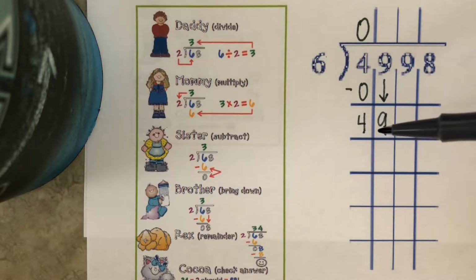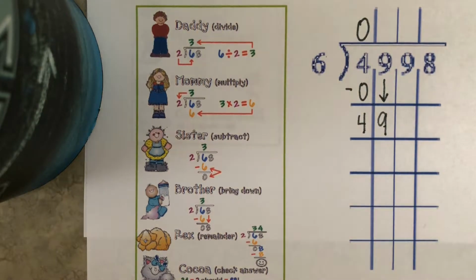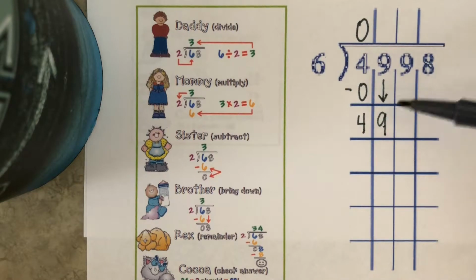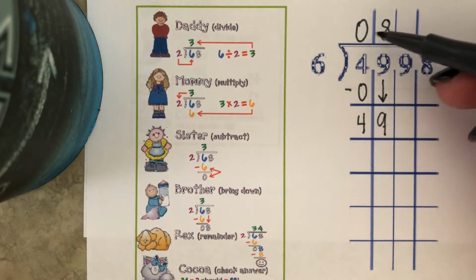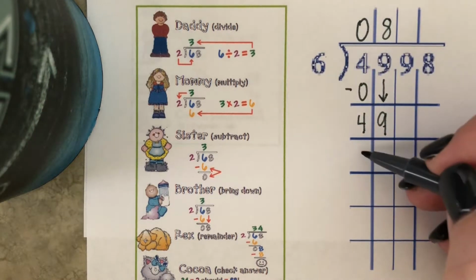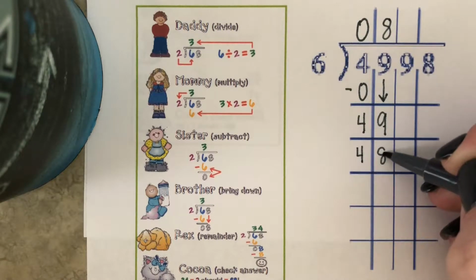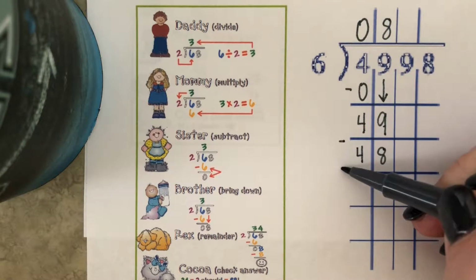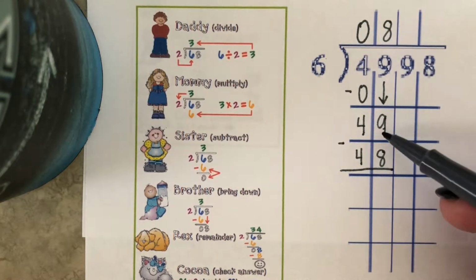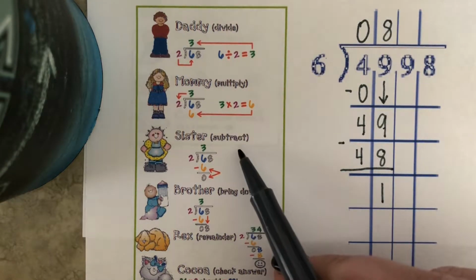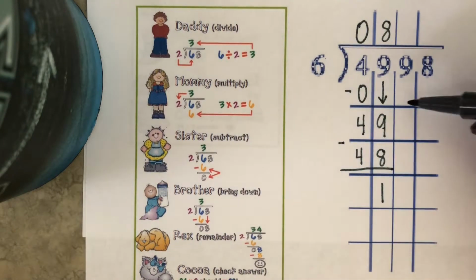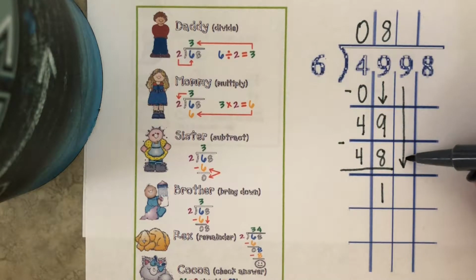Well, I know that 6 times 5 is 30. That's too little. 6 times 10 is 60. Well, that's too much. Oh, 6 times 8 is 48. So if I put my 8 up here, 6 times 8, mommy multiply, is 48. Now I'm going to subtract. 49 minus 48 is 1. Just did my sister subtract. Now my brother, bringing down that 9 again.